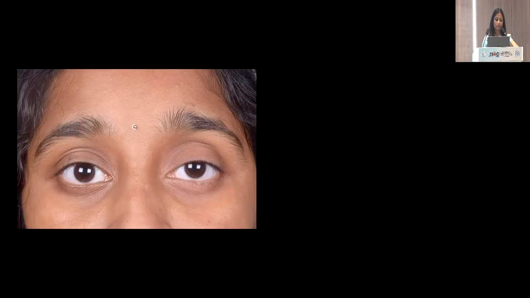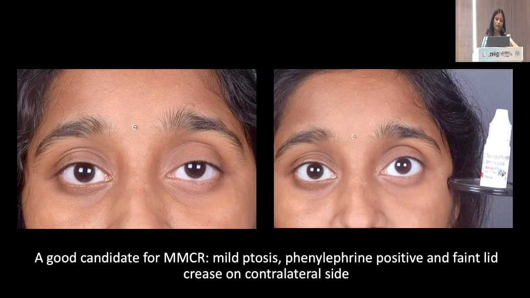So I'll just come to some quick points to remember in ptosis. This is a young girl with a left mild ptosis, and we had planned her for Muller's muscle conjunctival resection. Who is a good candidate for an MMCR? Someone who has mild ptosis, who has a positive phenylephrine test, and who has a faint lid crease on the contralateral side, so that we don't actually have to go onto the skin at all, and we can just resect the Muller's muscle. The post-phenylephrine appearance is an indicator of how she would look after MMCR.